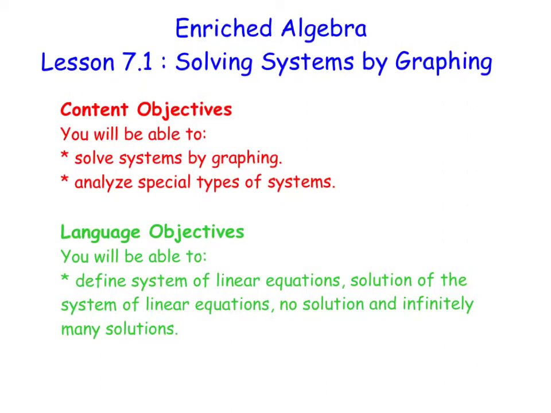So in chapter 7 we're going to be talking about systems of equations, and in this video I'll tell you what a system of equations is. Our objectives today will be that you'll be able to solve systems by graphing, and that you'll be able to analyze special types of systems. I'll explain that later. Another objective is that you can define what linear equations are, solutions of systems of linear equations, and be able to tell us what no solution and infinitely many solutions means.